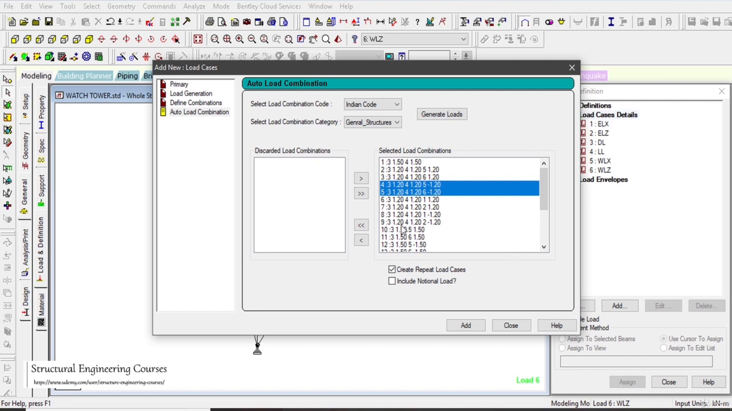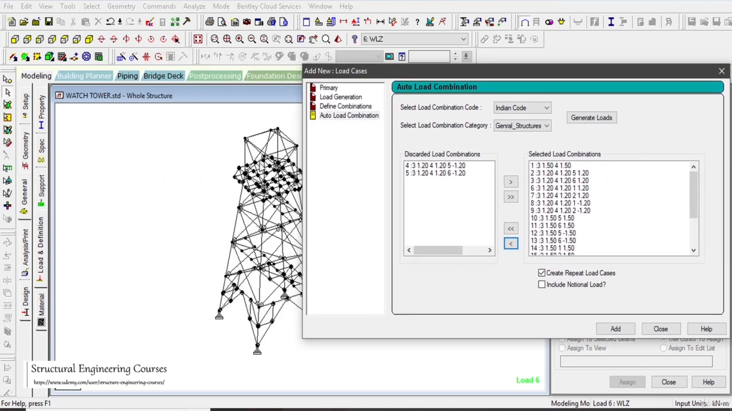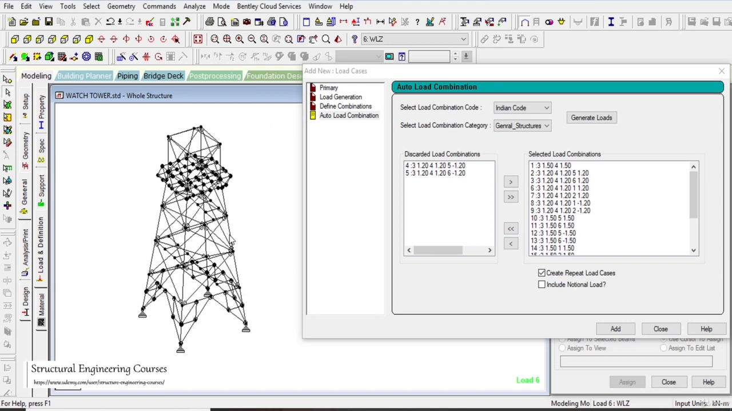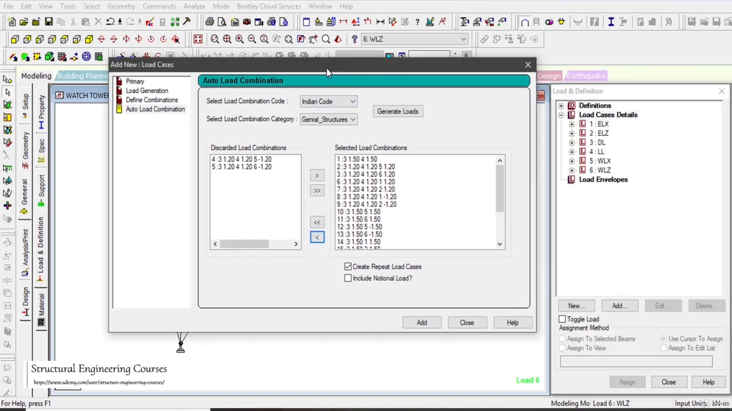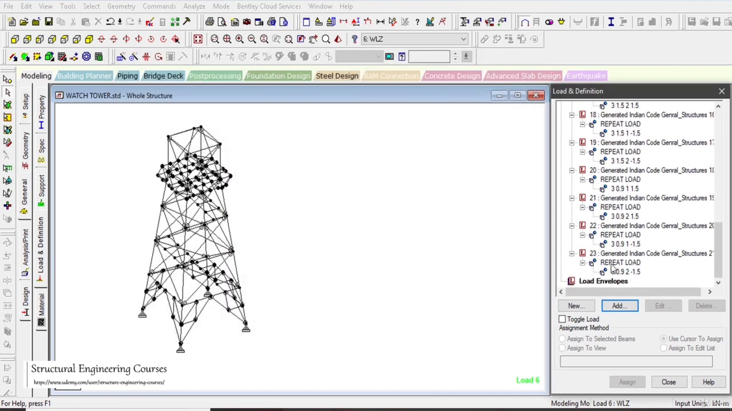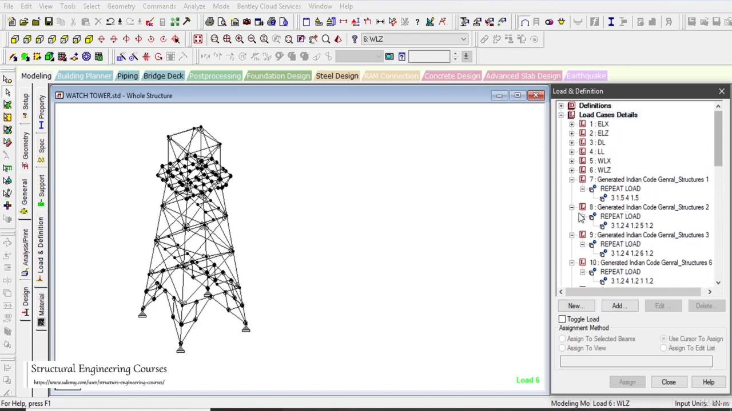that we can avoid in this particular scenario here, as our structure is symmetrical on all the four sides. So if a member is stable from this side, that member must be stable on the opposite side, because on all the four sides the members are the same. So we can avoid this minus sign here, and we can left click on add here. So here we can see that a new load case is formed, not a load combination. So that is the main advantage of the repeat loading command.